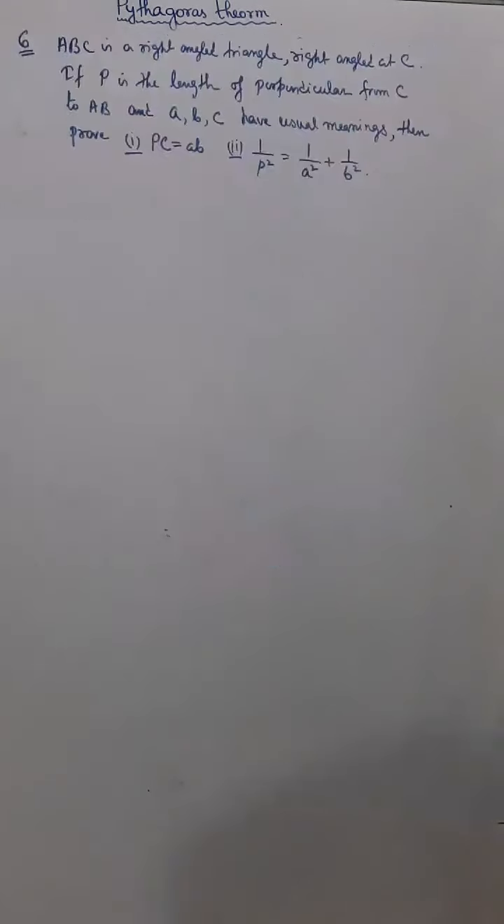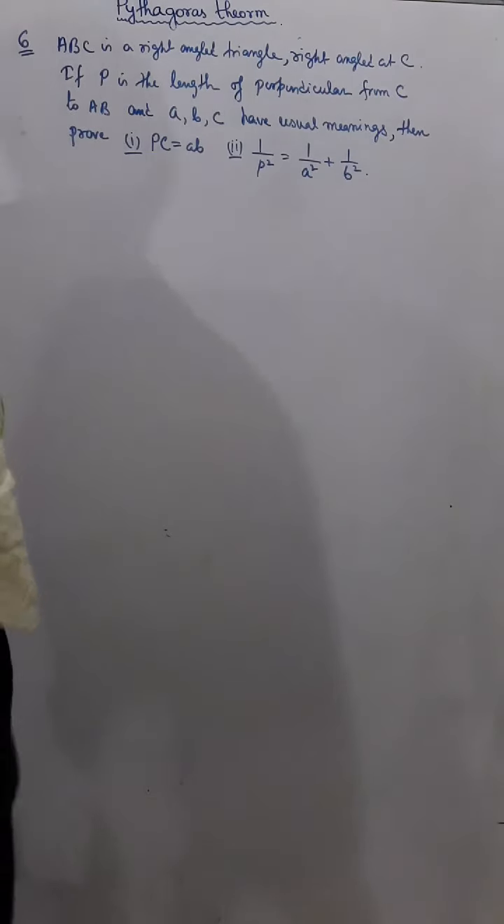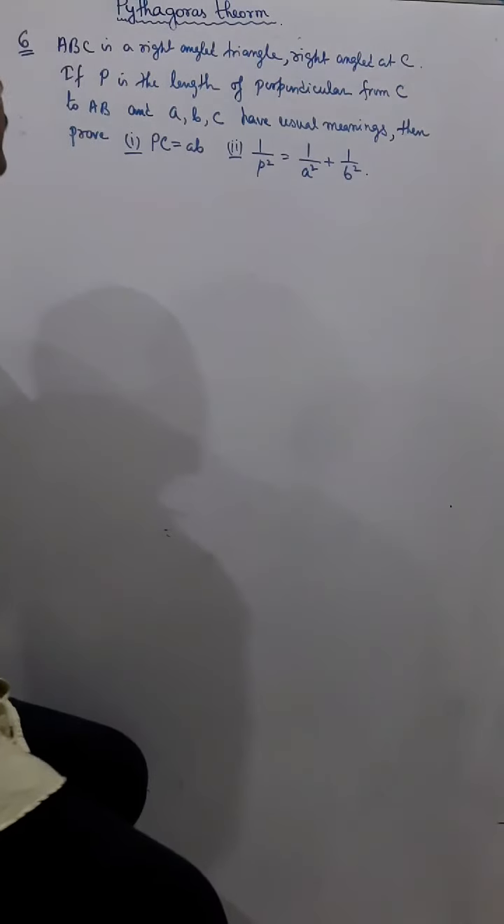Okay, now see this sum. ABC is a right angle triangle, right angle at C.